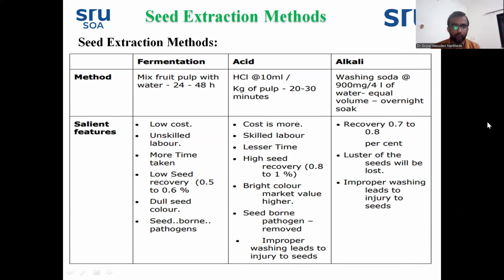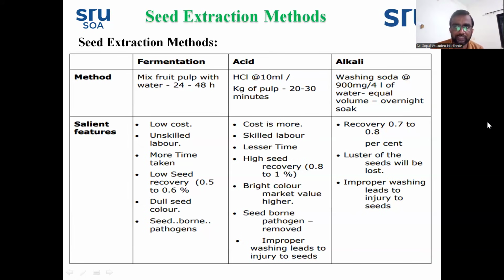What are the salient features? It includes low cost, no skill is required, but more time and low seed recovery, that is 0.5 to 0.6% only. The seed color will be dull and may be prone to seed-borne pathogens.